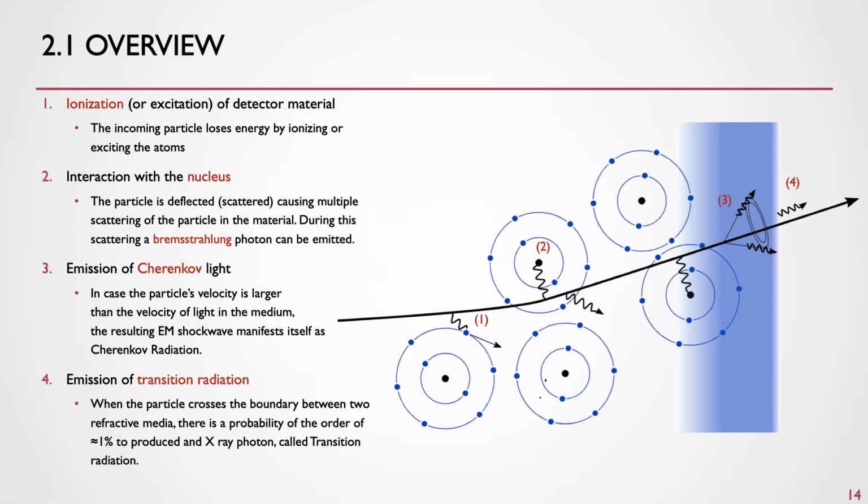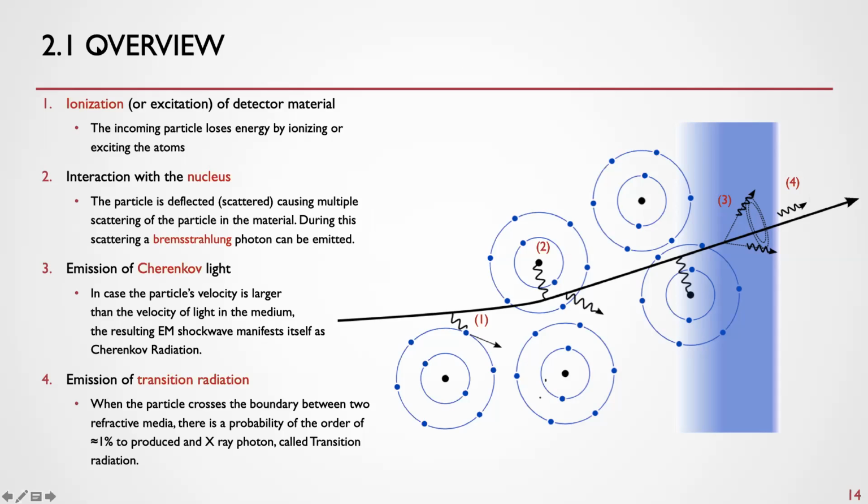And finally, the particle may traverse boundaries between two refractive media where the speed of light changes because the material properties change. The electric field in the vicinity of the traveling particle has to change according to the Maxwell equations in matter, so it has to rearrange itself while it traverses such a boundary. And in this process, X-ray photons can be emitted. These are called transition radiation.